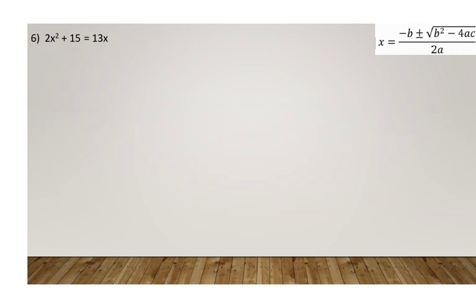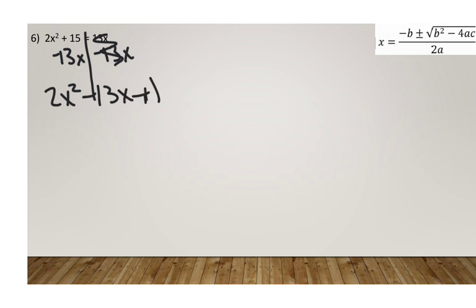Okay, so the last example, we have 2x squared plus 15 equals 13x. So once again, this isn't set equal to 0. So we're going to start by subtracting 13x. On the right-hand side, we get 0. The left-hand side, none of them are like terms, so we're going to bring them down. But make sure you bring it down in standard form. So the 2x squared will go first, then minus 13x, then plus 15 equals 0.